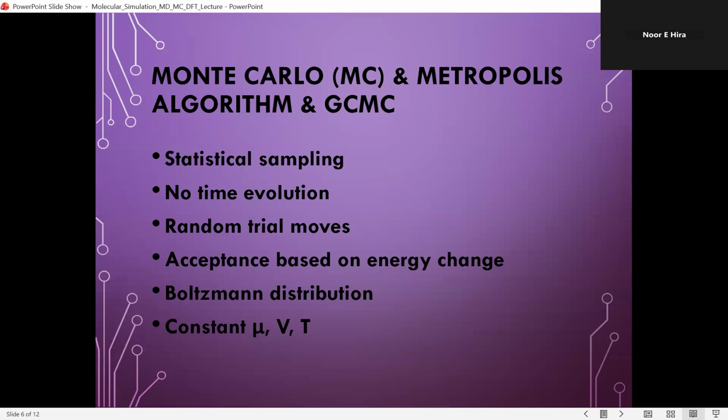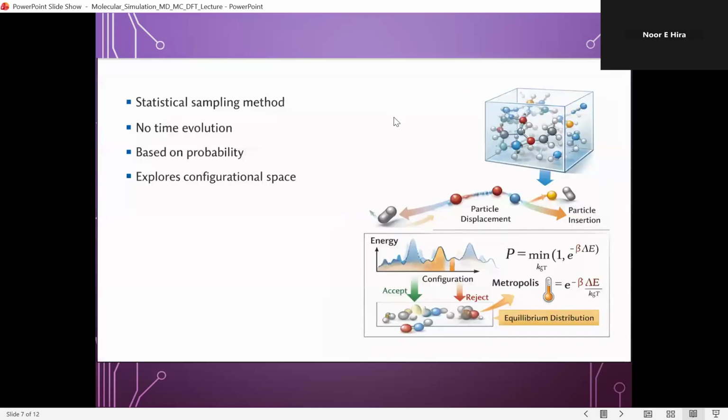Each trial move is accepted or rejected based on the Metropolis algorithm, which depends on the change in system energy, followed by the Boltzmann distribution. So if you know the Boltzmann equation, which involves the temperature, you will understand this. A very important MC method is the Grand Canonical Monte Carlo simulation method, where chemical potential, volume, and temperature are kept constant. This is the condition of Grand Canonical Monte Carlo simulation. This makes it especially suitable for gas adsorption.